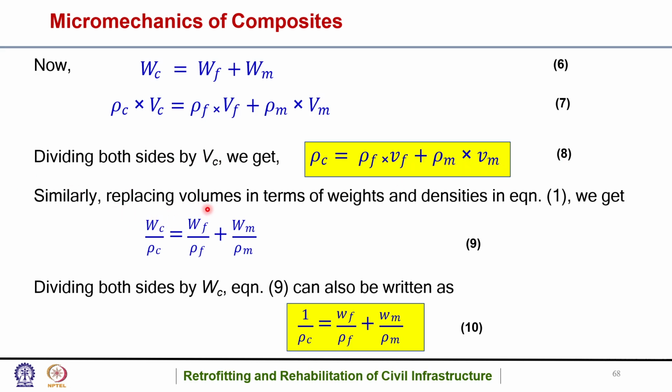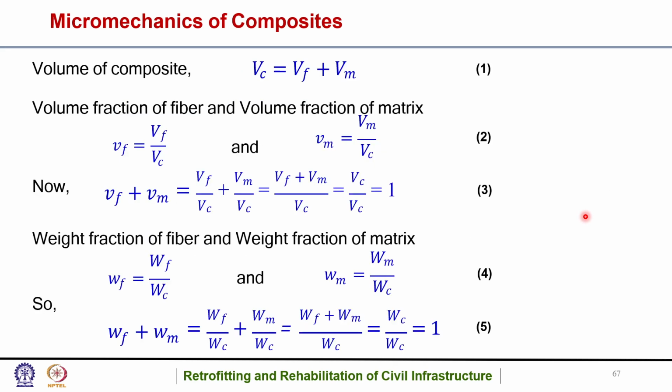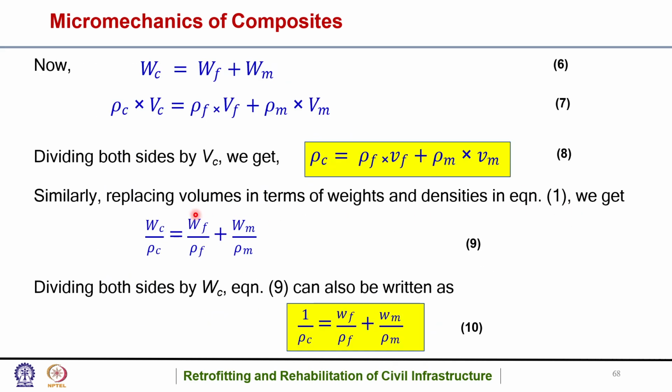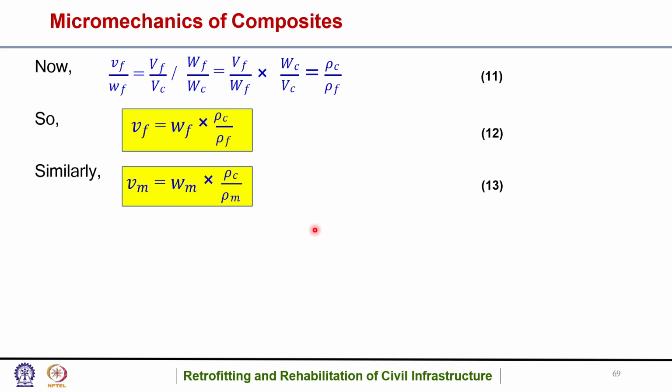And similarly, replacing volumes in terms of weights and densities in equation 1, if we replace volume with weight and density, we get capital WC by rho C equal to capital WF by rho F plus capital WM by rho M. Again, dividing both sides by WC, we get 1 by rho C equal to small wf by rho F plus small wm by rho M. So this is the derived equation.